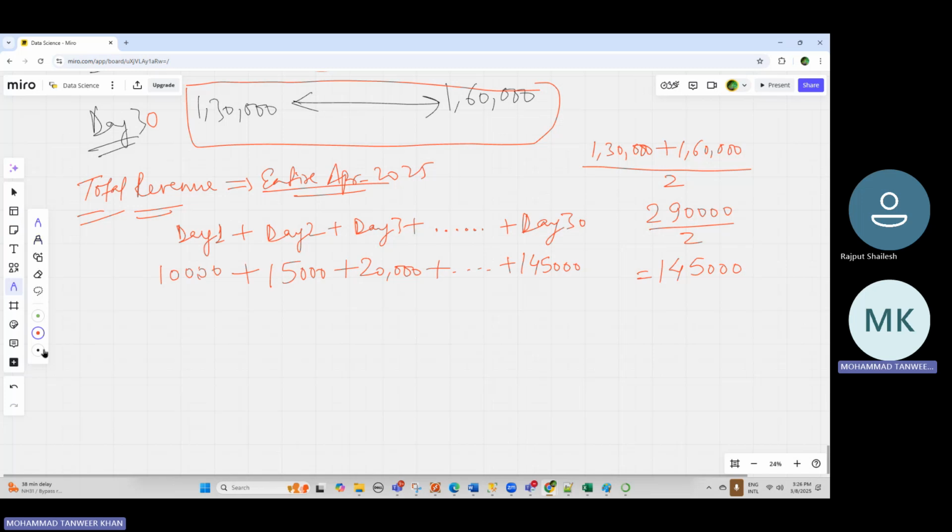Let me change the color of it. So to find the sum, this is denoted by Sn, and the formula is n by 2 into 2a plus n minus 1 into d. This is the formula. And I'm sure you might have studied this in class 10th. Same thing I'm teaching to class 10th, the same topic, arithmetic progression. So now what will be the value of n here?